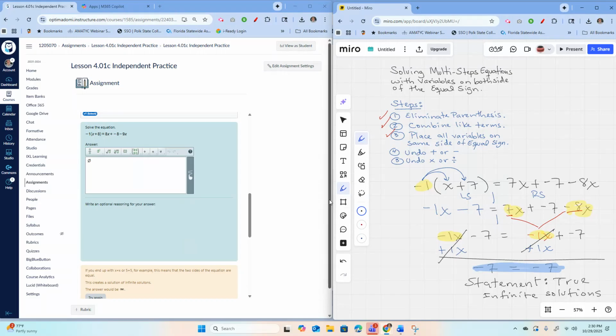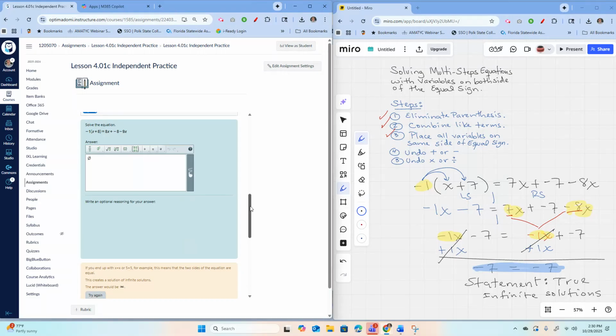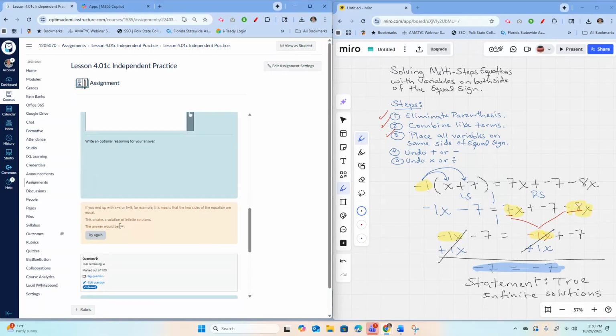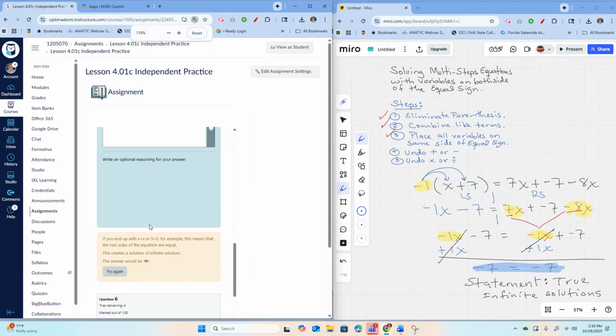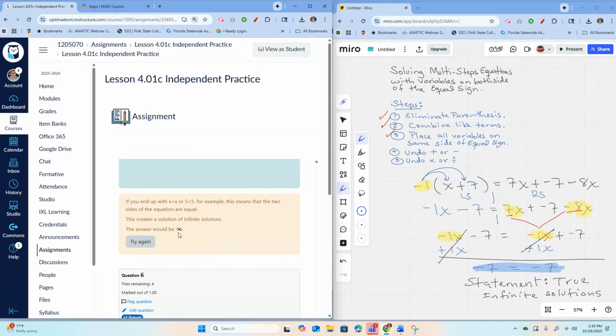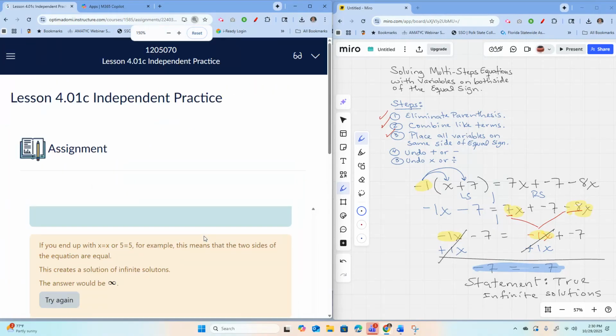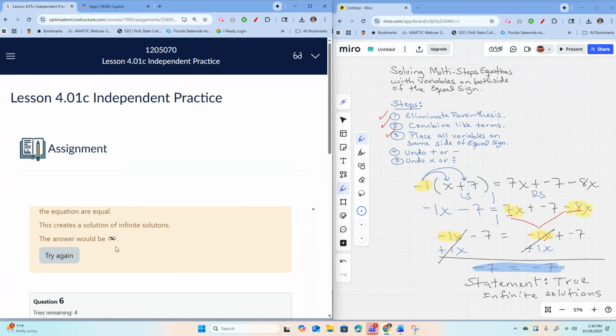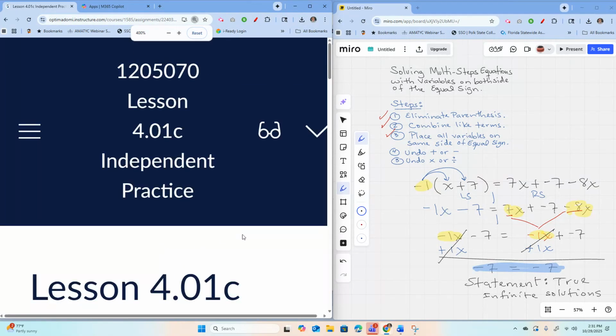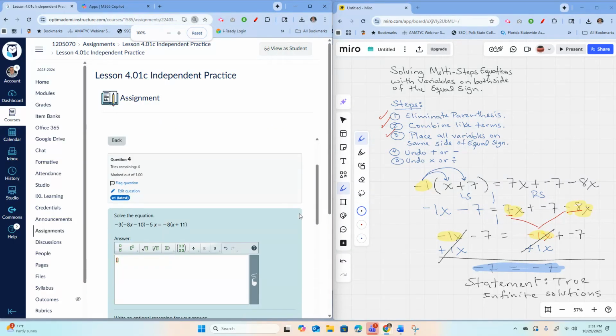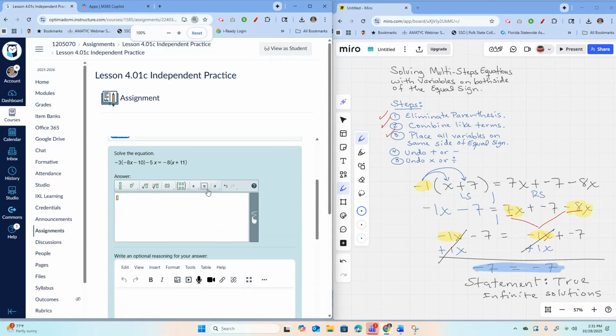Okay, now how do you say infinite solutions in Canvas? You're going to use the infinity symbol. Let me see if I can make this bigger so you can see it. There's the infinity symbol right there. To get the infinity symbol, you're going to have to click here where you see the pi symbol. And there is the infinity symbol. That's what you're going to be clicking and using.